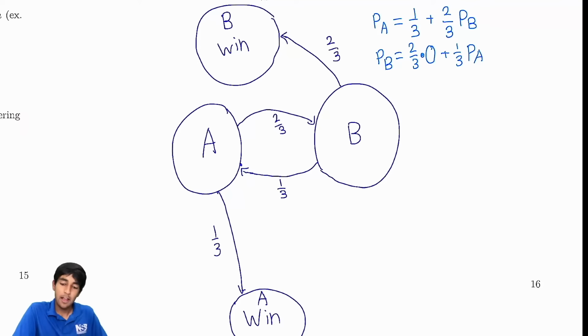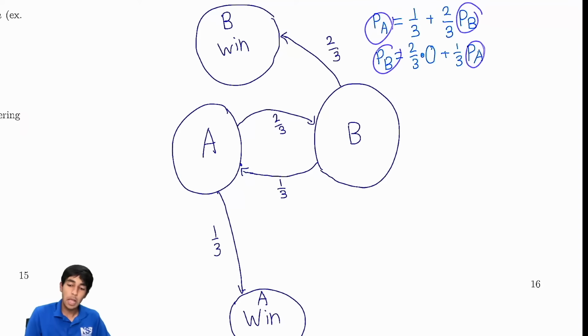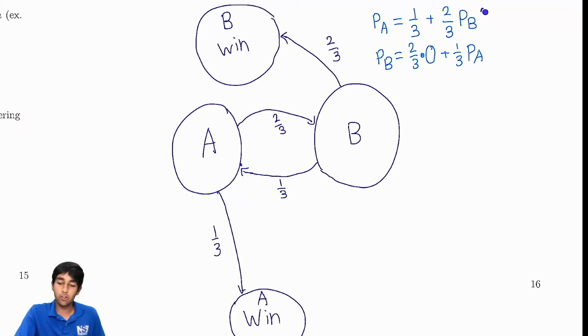P of A. You see how now we have a system of two equations with two variables? So it's really neat. We can just solve it, and we can find the probability of winning for A if it's A's turn, and the probability of winning for A if it's B's turn. Okay, so now let's slightly modify this.